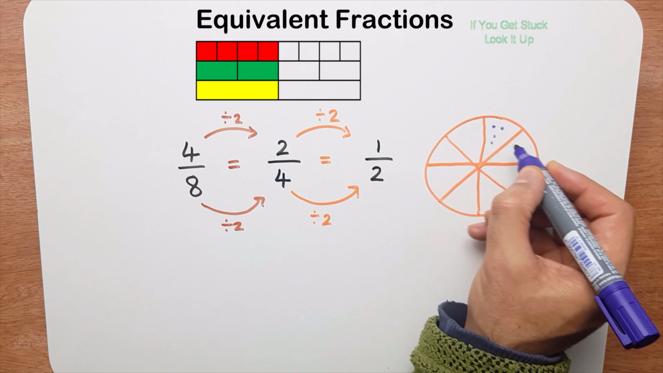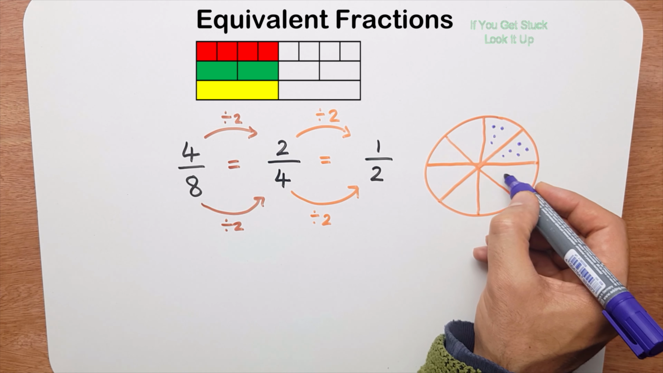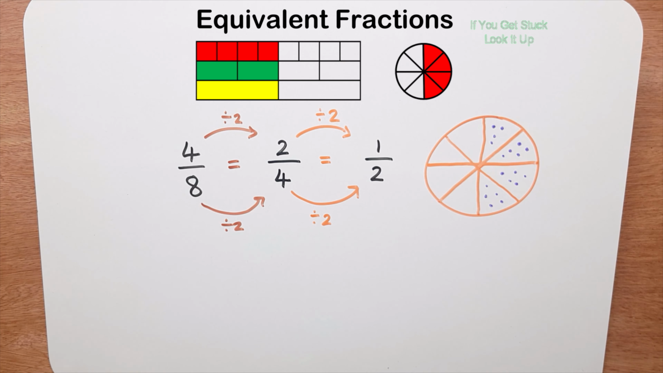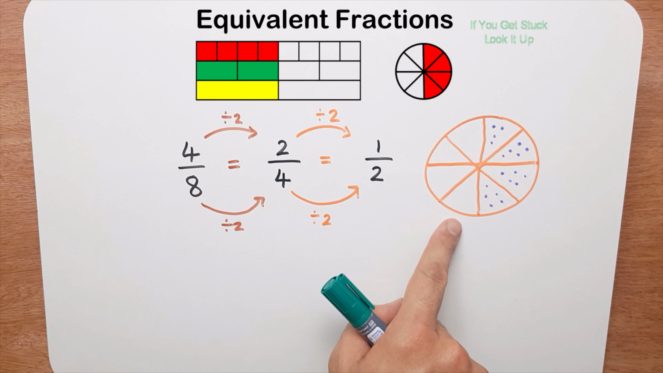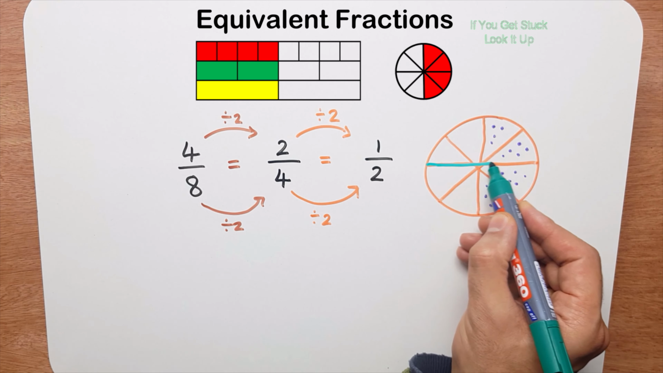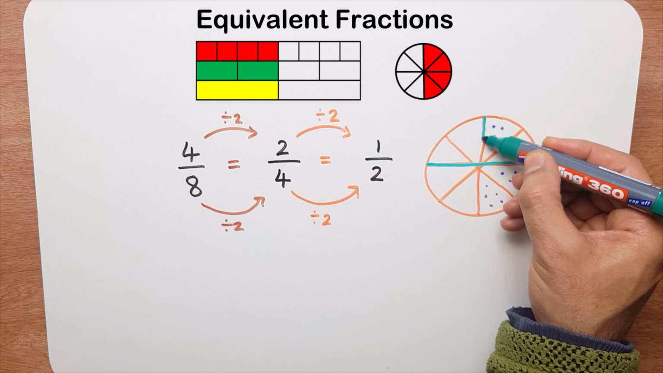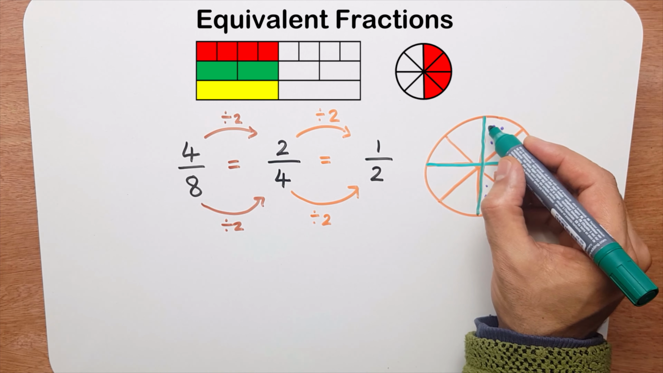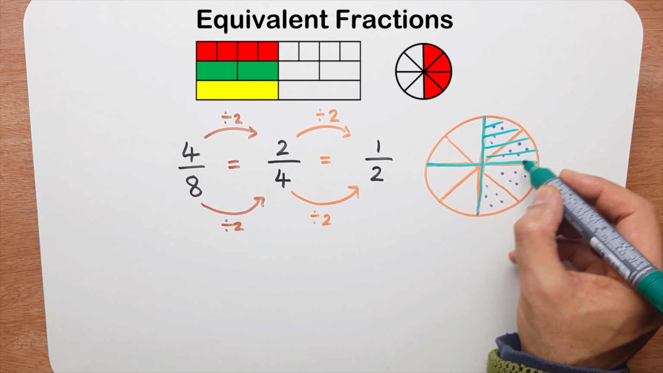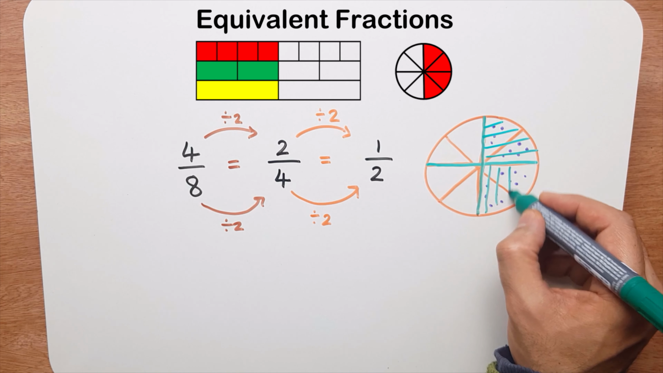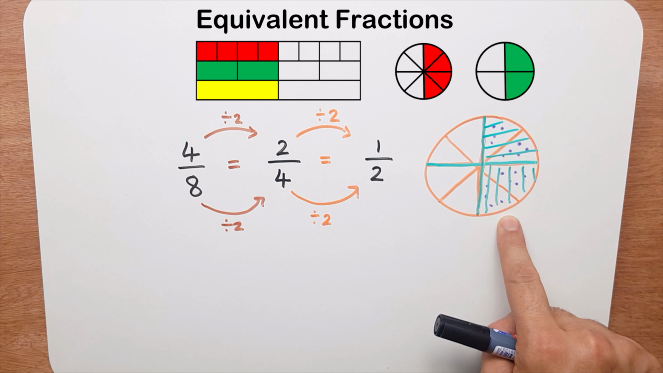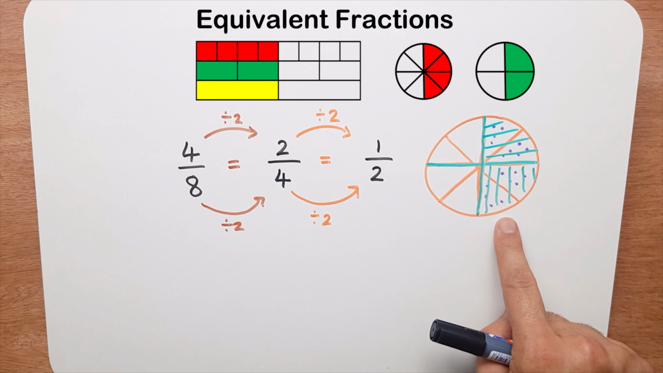So 1, 2, 3 and 4. Or what I can do is split this into quarters, halve it and halve it again, and I can shade in 2 quarters. So I can shade in that quarter and this quarter. So if you look carefully, I've shaded in exactly the same value. So I've got an equivalent fraction.